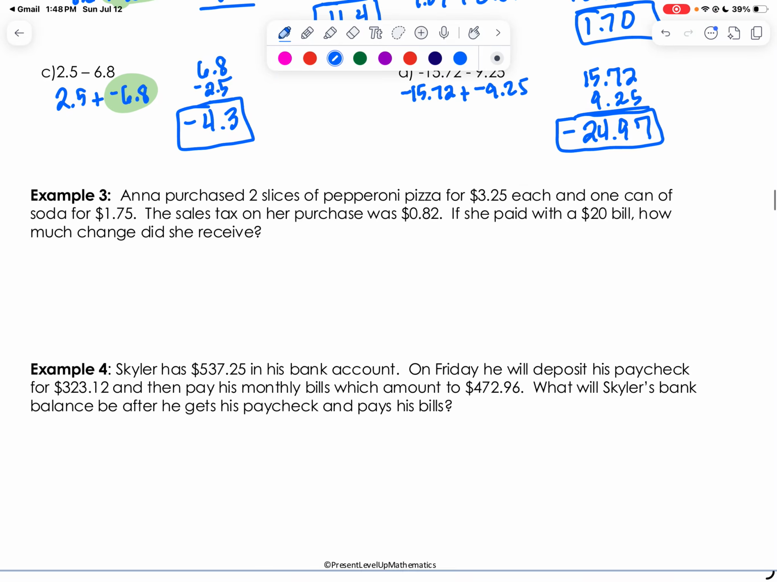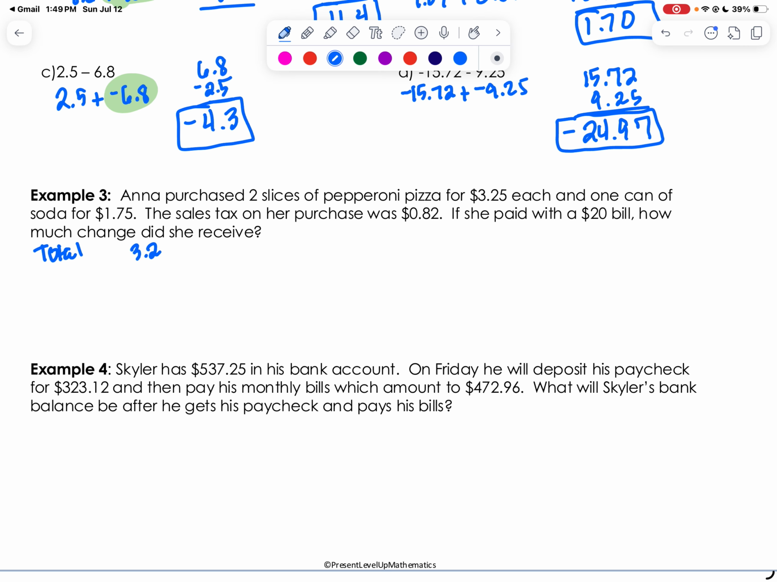All right, example 3. Anna purchased 2 slices of pepperoni pizza for $3.25 each and 1 can of soda for $1.75. The sales tax on her purchase was 82 cents. If she paid with a $20 bill, how much change did she receive? So what we want to do is find out first the total amount she spent. And to find her total, we're going to add up everything she bought.